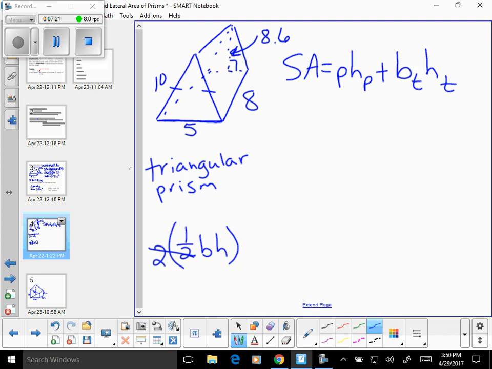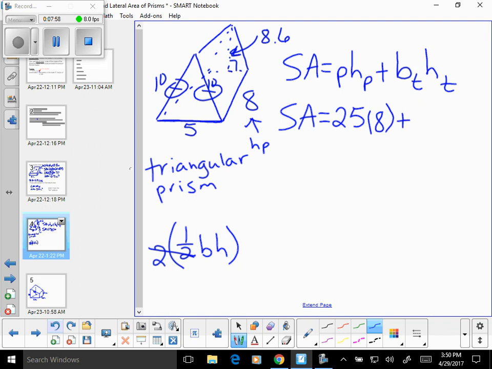So our surface area is going to be, now the perimeter of the triangle, if you'll notice, there's a tick mark here and here. That means that this slanted distance over here is also 10. So perimeter is going to be 10 plus 10 plus 5. And I'm going to take those back out because we have enough lines to look at. Okay, so 10 plus 10 plus 5 means 25. This is the height of the whole prism. So we'll take that times 8.